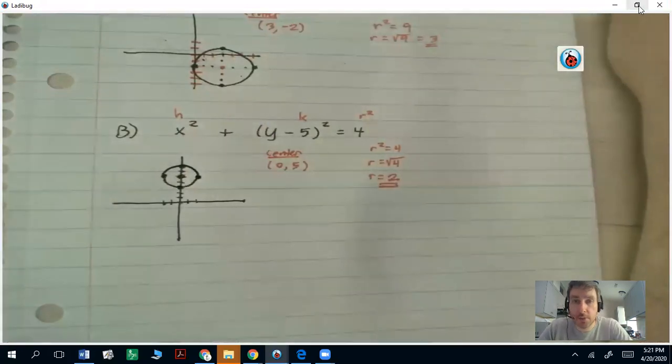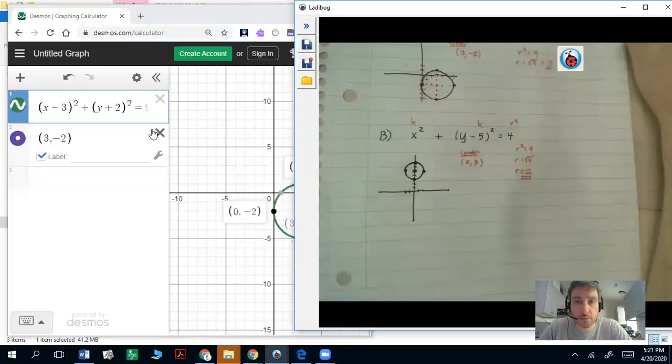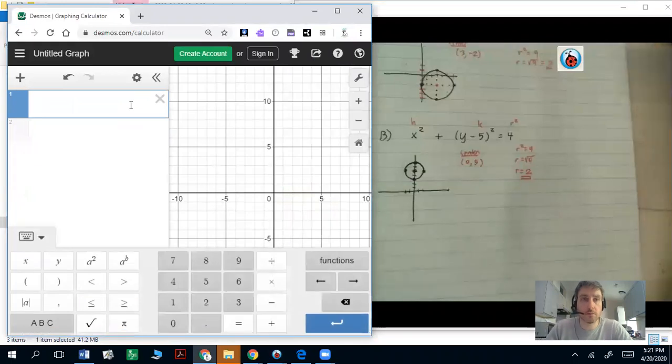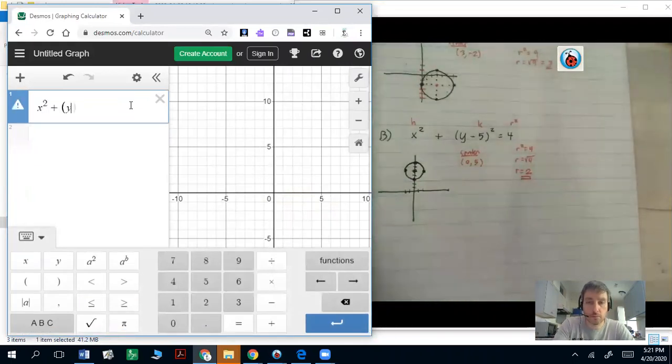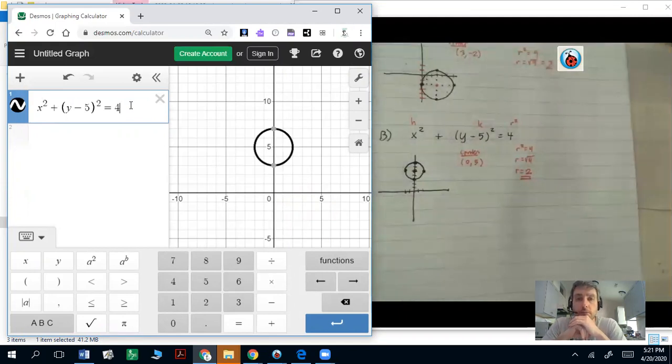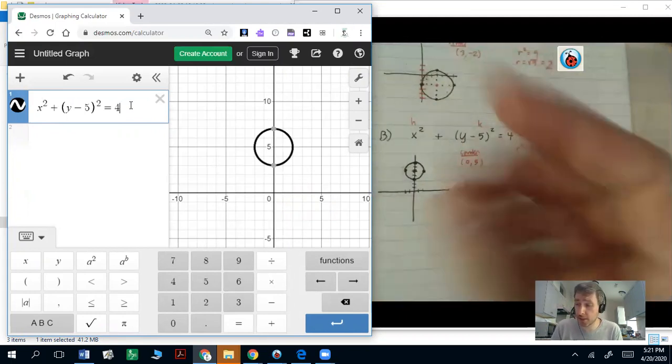Graph it on Desmos. And I'm convinced that's true. So that's all there is to that. Graph them by hand. You don't really have to do much by hand on these because you can use a calculator, but that's how you do it.